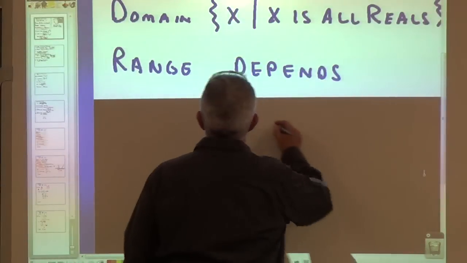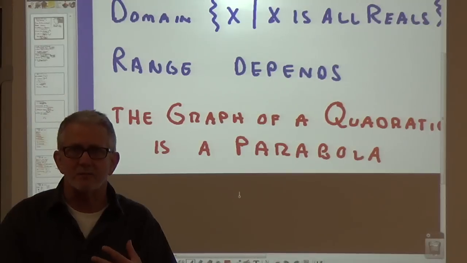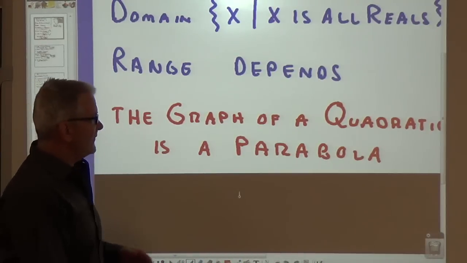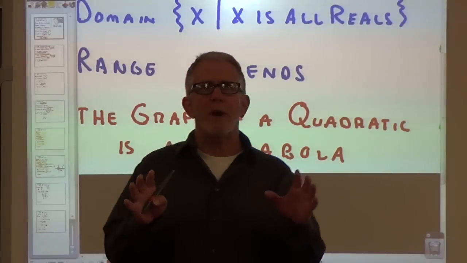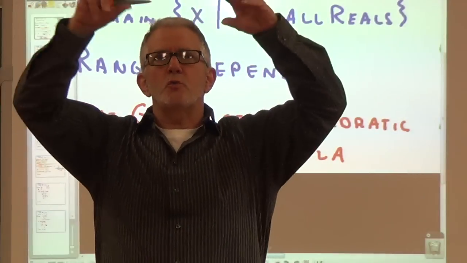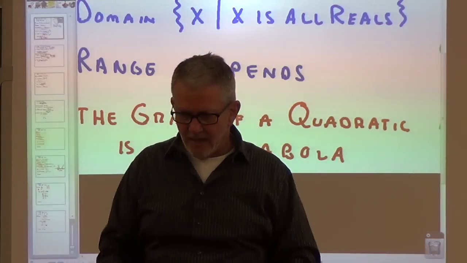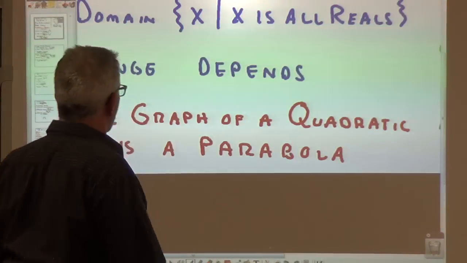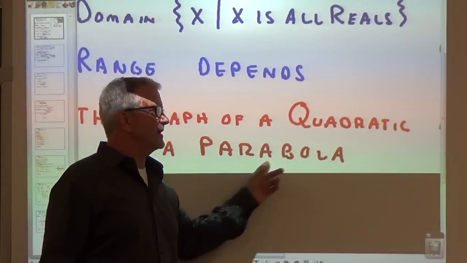So let's talk about the graph of a quadratic function. We're going to talk about the graphs of quadratic functions. The graph of every quadratic function is a parabola. What the heck is a parabola? It's like a U where you take the top and spread out, or it's an upside down U and you take the arms and spread them out. You know what a parabola is? We've looked at parabolas. The graph of a quadratic is a parabola.